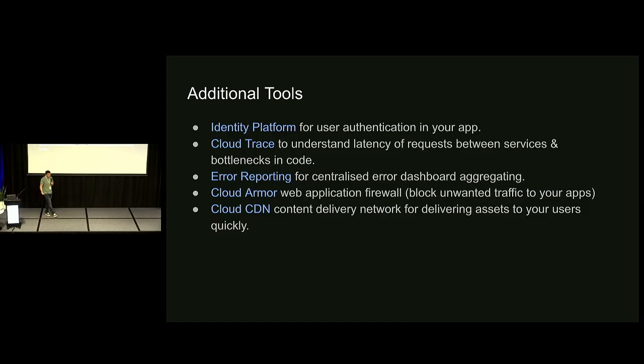Cloud Armor is a WAF. If you're getting peppered with unwanted traffic, like people trying to see your application's environment variables or trying to hack you, Cloud Armor is really useful for that. And then Cloud CDN, a content delivery network, delivers your assets even quicker. It's all built into the Google Cloud Platform, so if you're running your service on GCP, you don't really need to use these other tools because you've already got it built in here.